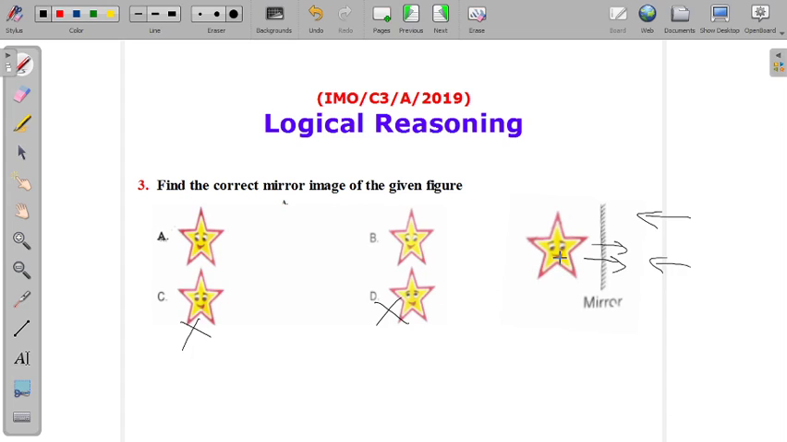Now come here. Tongue is given in the right direction. Here in both the figures the tongue is shown in the left direction. So it could be either A or B. Now go to the eyes. Here both the eyes are in the right direction. Here one eye is in the right direction, the other eye is in the left direction. Here both the eyes are in the left direction. So the correct answer will be option A. Both the eyes are on the left. Okay, so this is a simple one. Another.